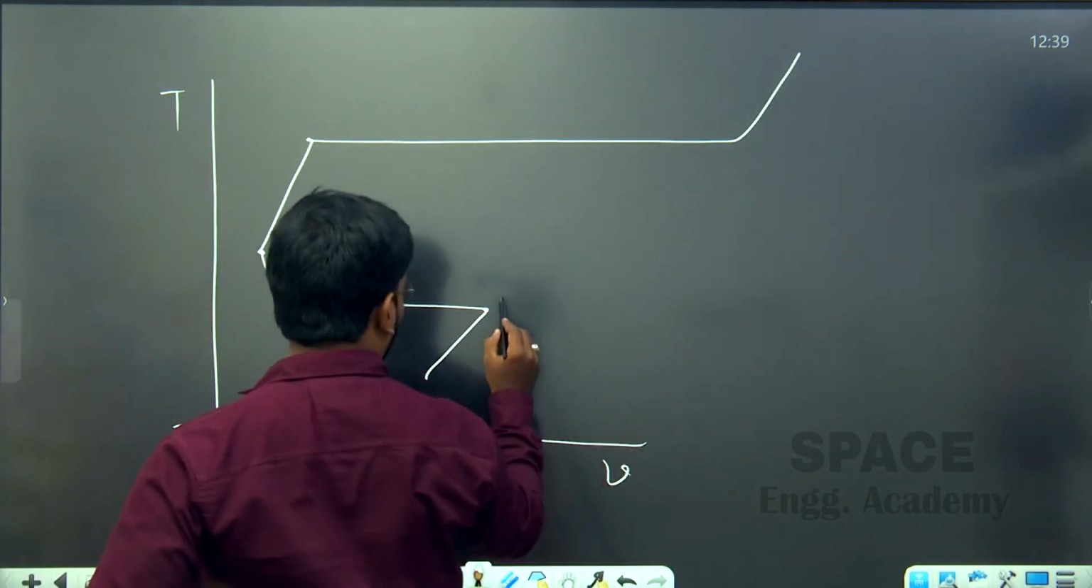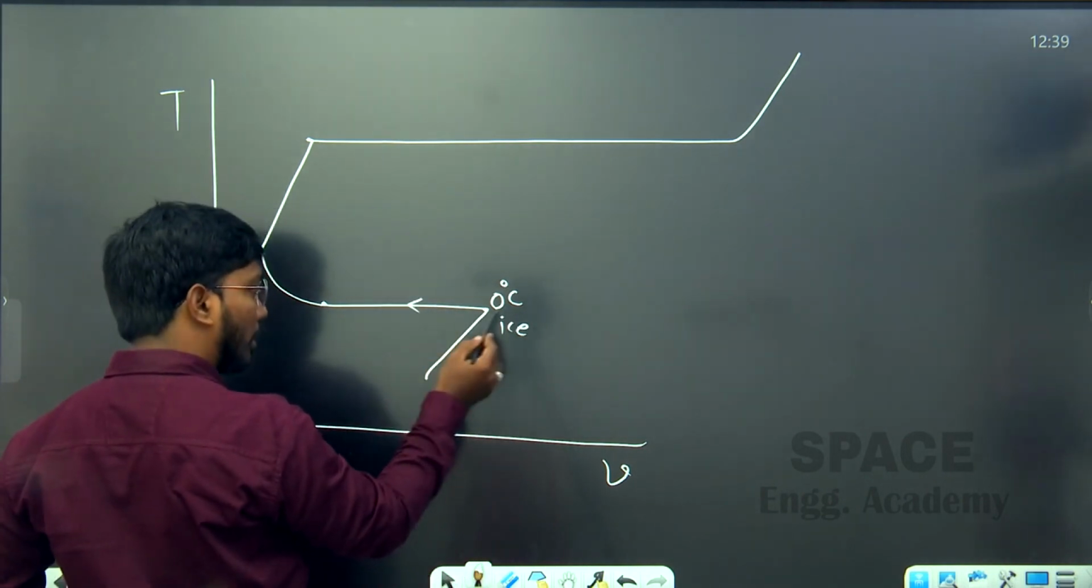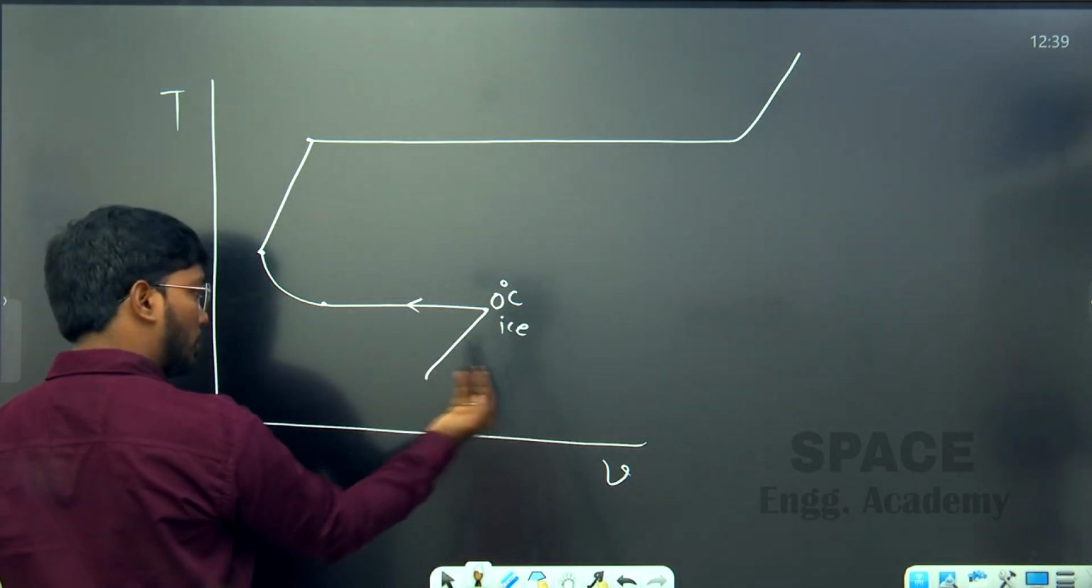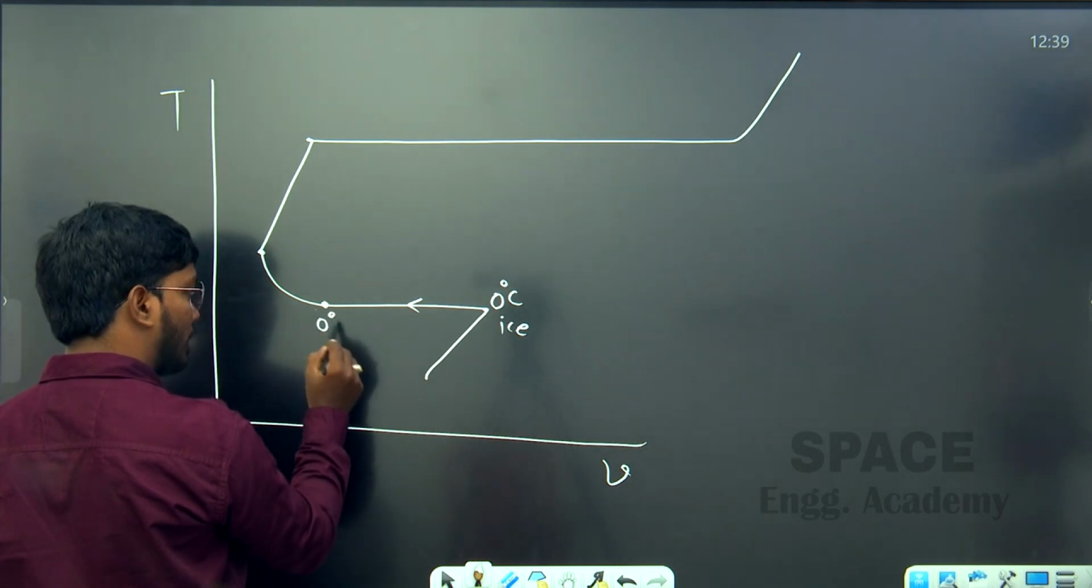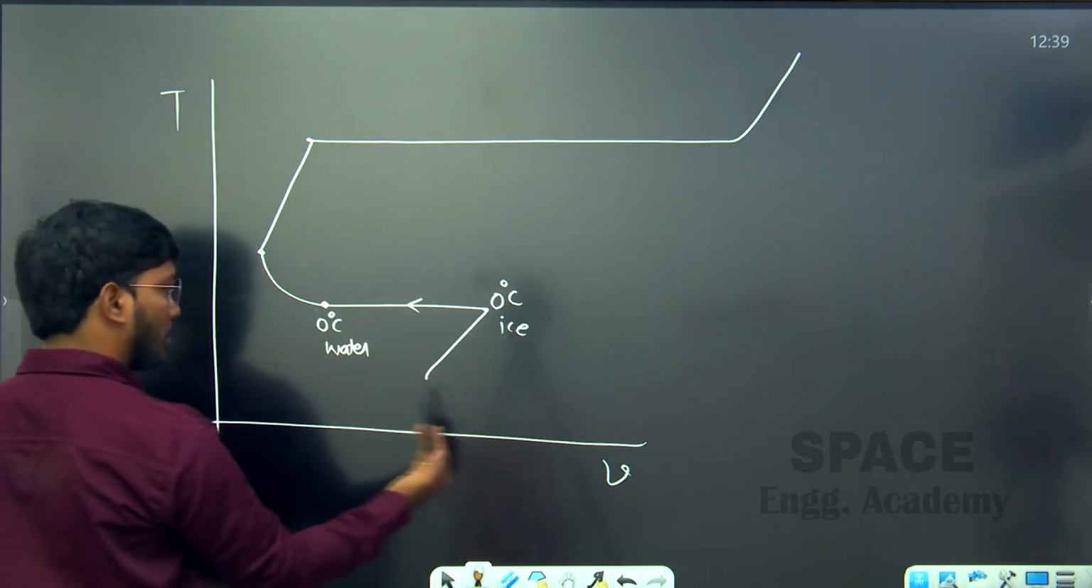Okay, here it is: 0 degrees Celsius ice. Upon heating, what's happening? Observe, volume is decreasing, specific volume is decreasing up to what? 0 degrees Celsius water. Focus on this diagram only. Okay, this line, volume is decreasing as temperature increases.